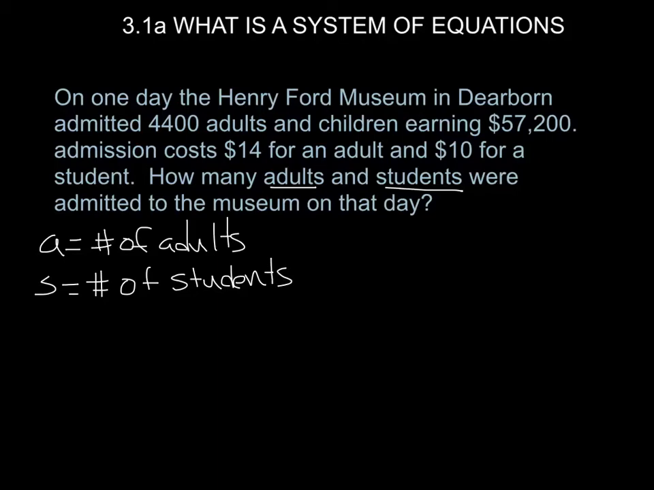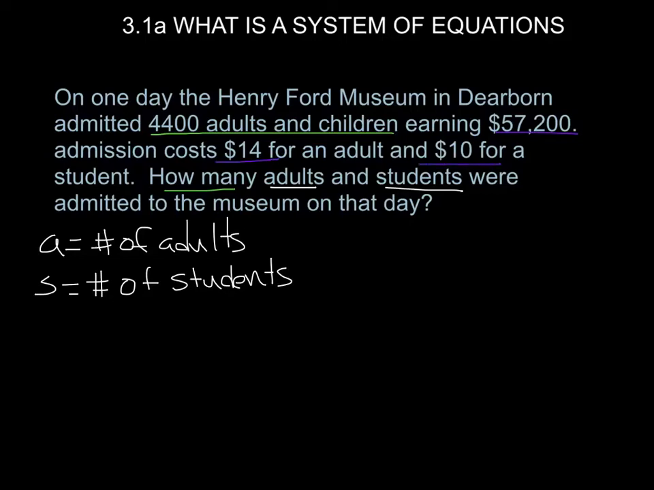Now, when I go to write an equation for this, I'm actually thinking I might need two equations. And the reason I think that is that the problem is telling me about two different things. The first thing it's telling me about is a quantity. 4,400 adults and children, a number of adults and children, and in fact that's what the problem is asking for initially. But also, the problem talks about money. $57,200, $14 for an adult, $10 for a student.